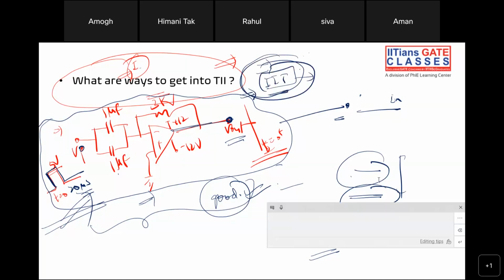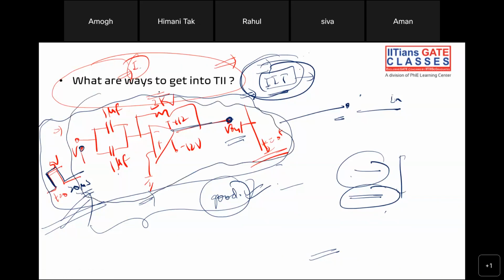Will the output be an impulse? Amog is saying that, man, I'm asking what will be the answer in numerical format. Don't tell me the answer like impulse and all. I'm not asking about the waveform. I'm asking for the output value at t equals 0 plus. Try to understand the question. How does this op-amp behave when you are trying to calculate the output at t equals 0 plus?